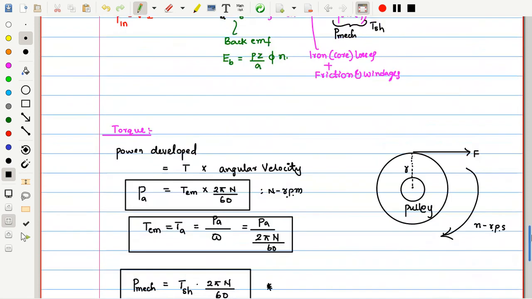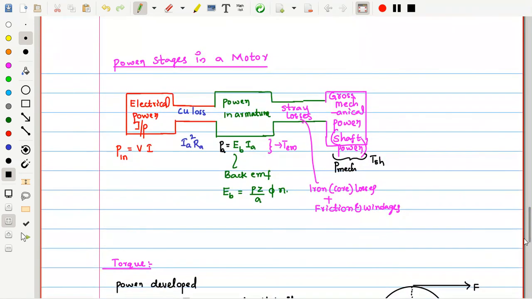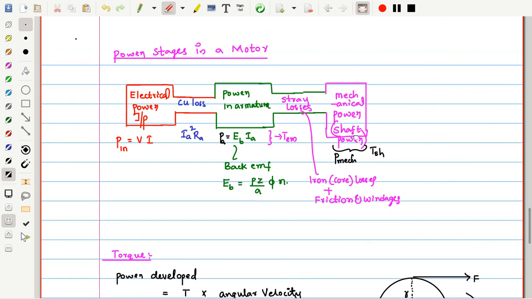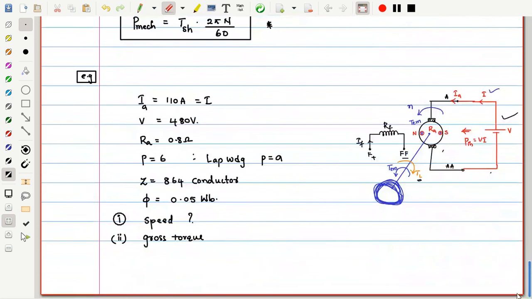So gross torque is different from gross mechanical torque, so just to avoid that confusion, I am taking simply mechanical torque. Just see whether it is the final shaft power or the armature power that you are considering. What torque do I need? The power developed by the armature, so I would like to take it in this way.